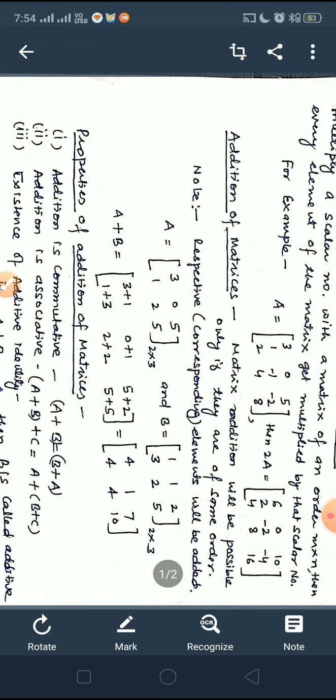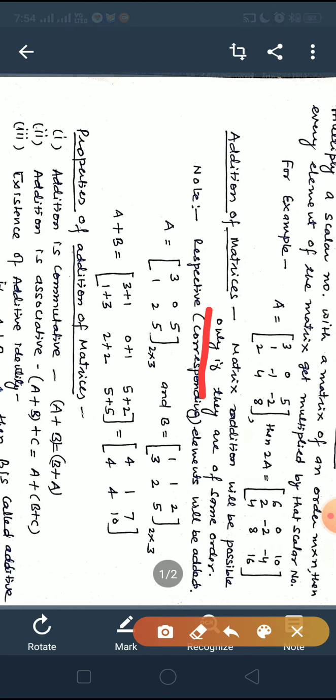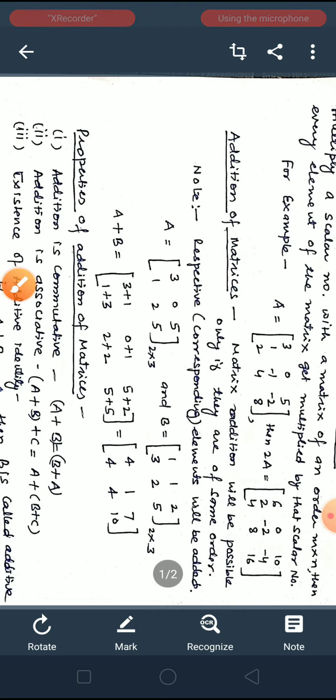Matrix addition will be possible only if they are of the same order. Means the basic condition for matrices eligible for addition is that they should be of the same order. Means if the first is of 2 cross 2 order, then the second should be of the same order. If not so, then addition will not be possible. Got it? Now have an example.